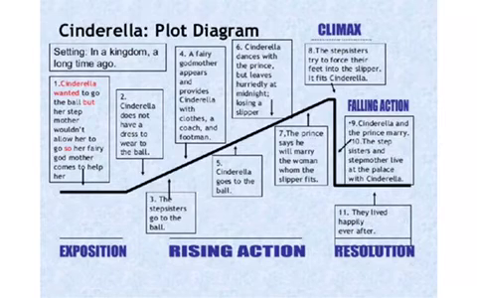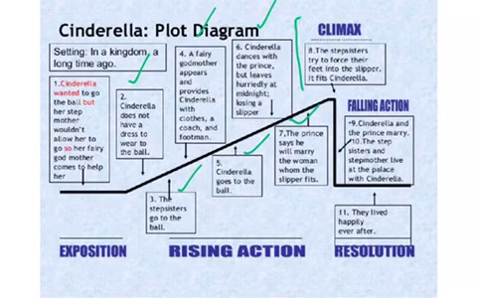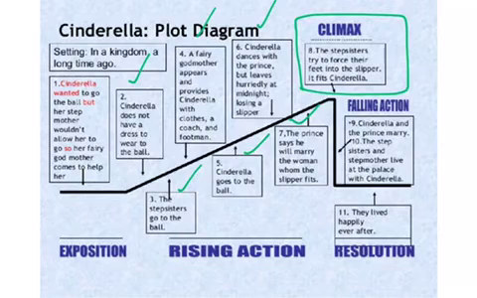So he decides that he's going to take that glass slipper and take it around the kingdom to try to find who it fits, so that he could find this woman that he fell in love with at the ball. So all of these things are leading up to the climax. So all of these things are leading up to this will he, won't he find Cinderella? And he does. So the stepsisters try to force their feet into the slipper. It doesn't fit them, but it does fit Cinderella.